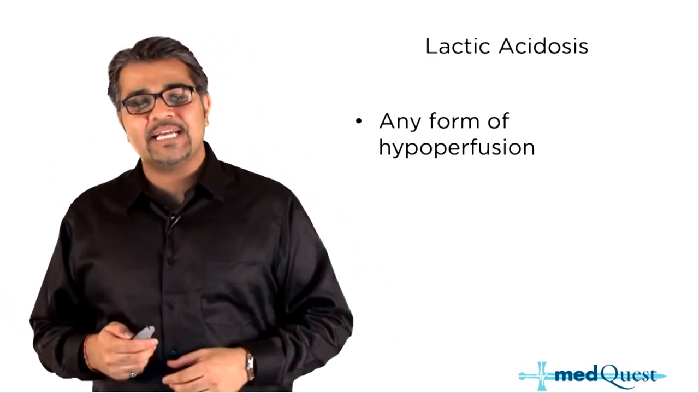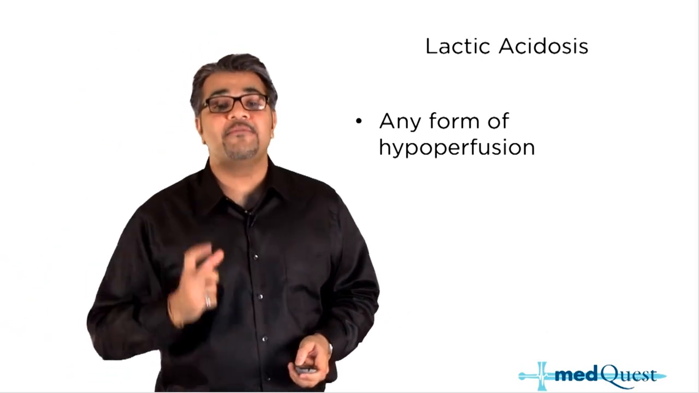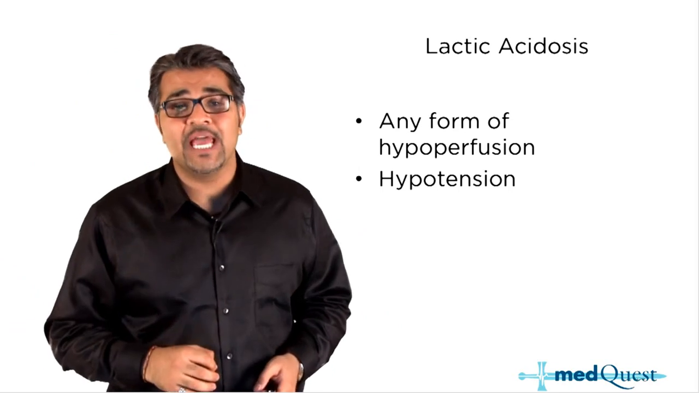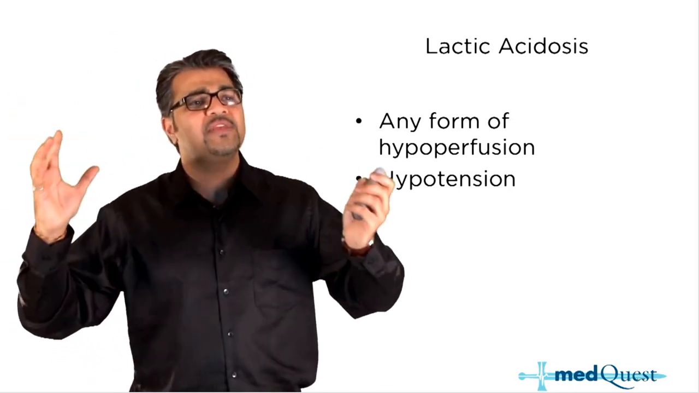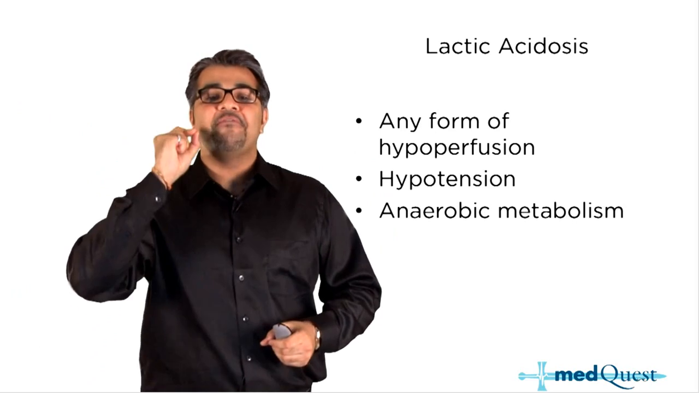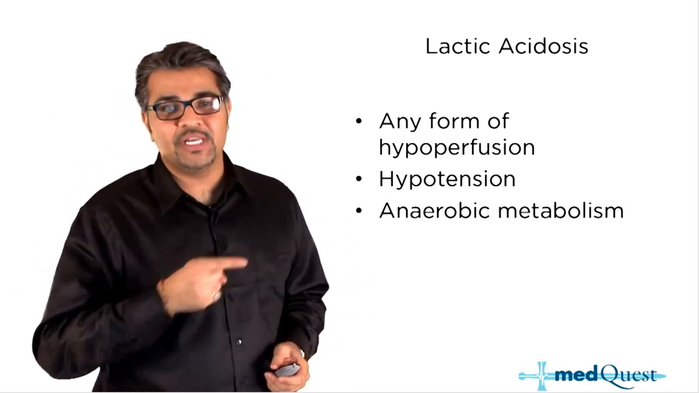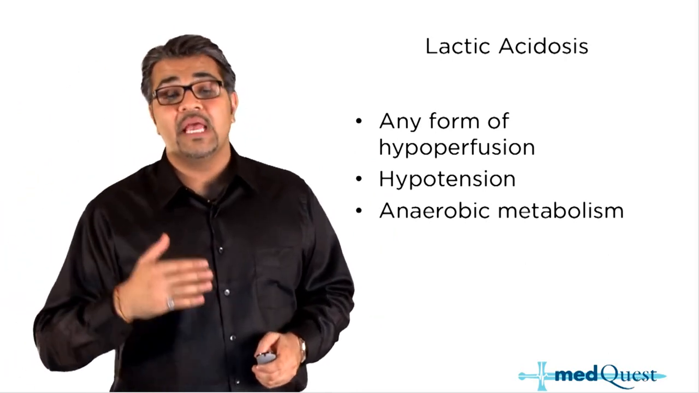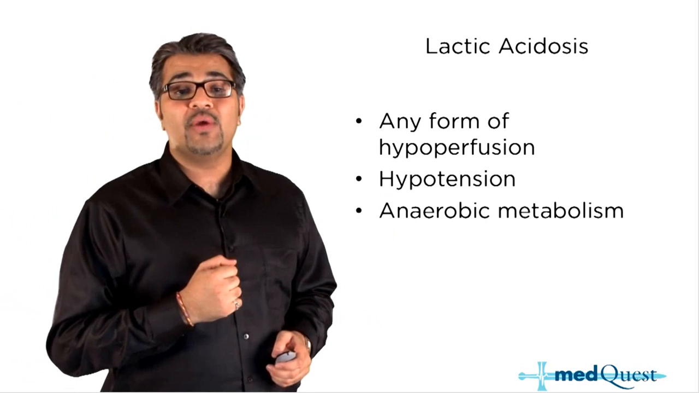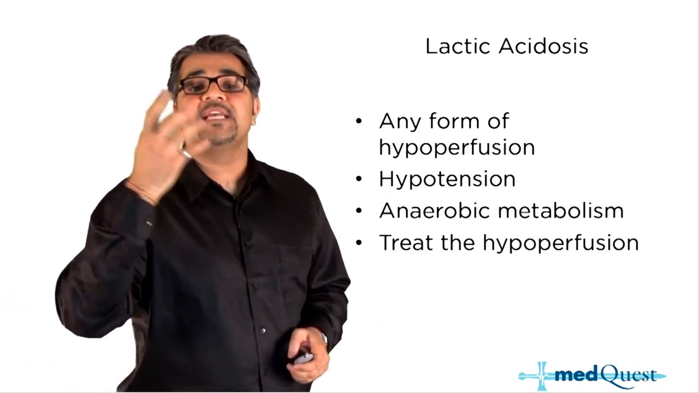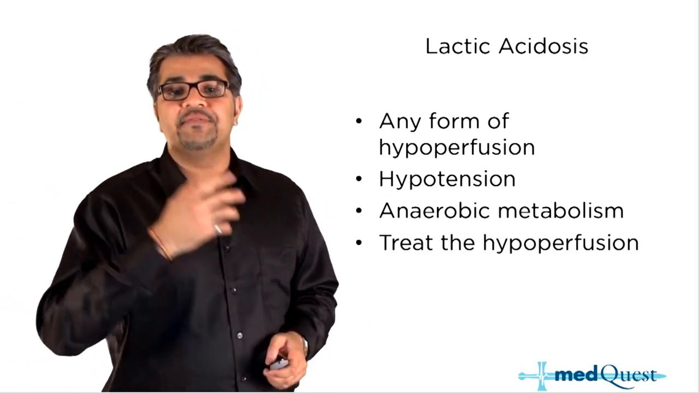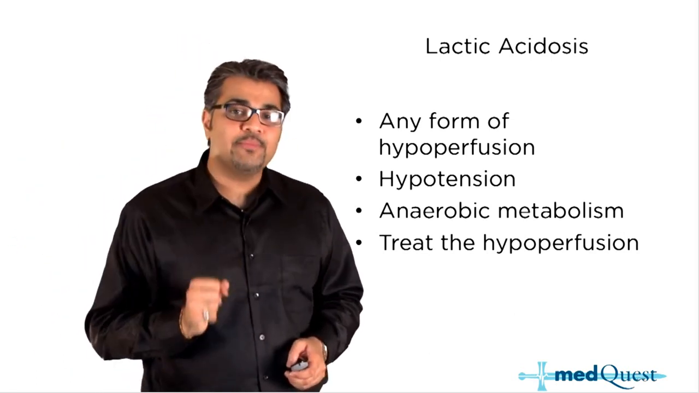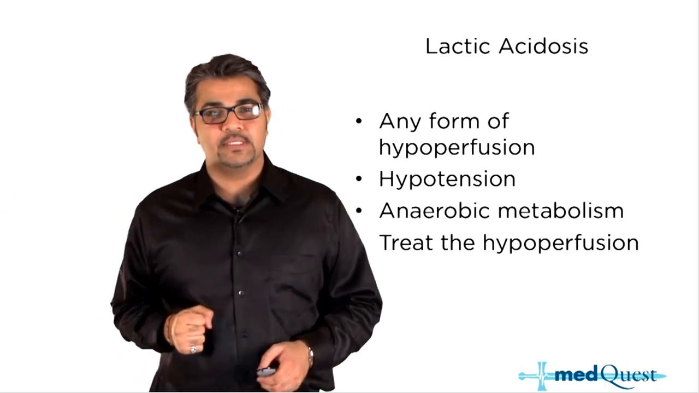Lactic acidosis results from any form of hypoperfusion. Hypoperfusion is associated with hypotension. It could be sepsis, it could be any number of things, it could be shock. This form of hypoperfusion leading to hypotension causes anaerobic metabolism. Without oxygen, you can't metabolize, and when that happens, you produce lactic acidosis. The way we treat this is to treat the underlying cause. If it's any form of shock, correct the underlying shock. If it's sepsis, give vascular tone back with vasopressors. Do what you need to, but treat the hypoperfusion, and then you'll treat the lactic acidosis.